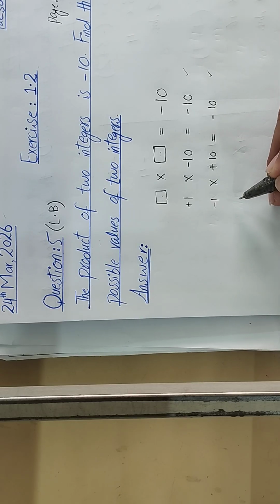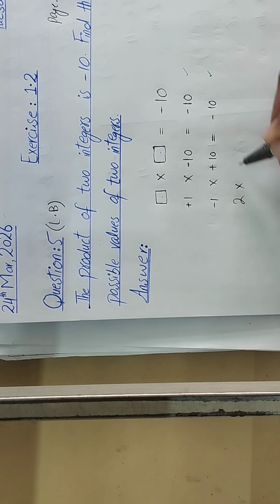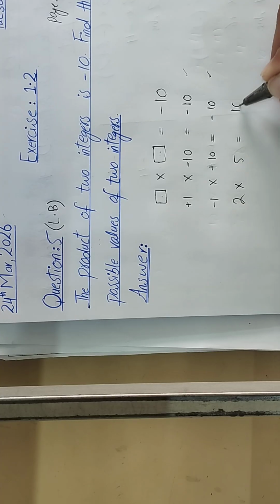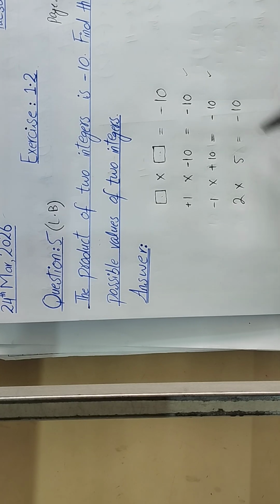Yes, we have another pair. You know that 10 also comes in the table of 2. 2 5s are 10. So we can say 2 5s are 10. The answer should be negative.